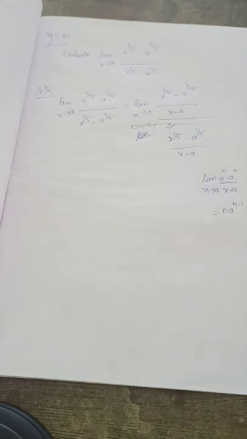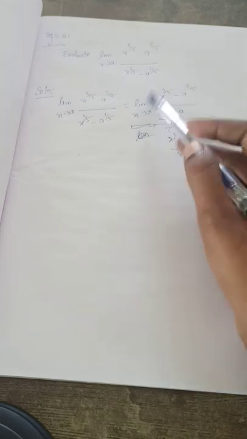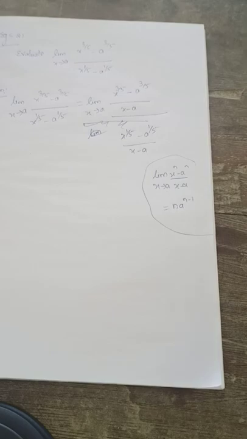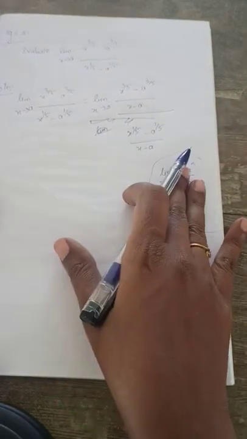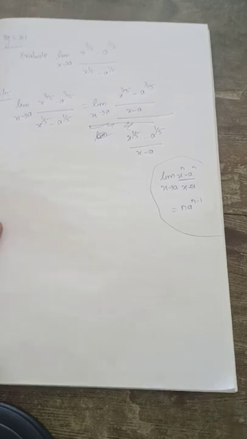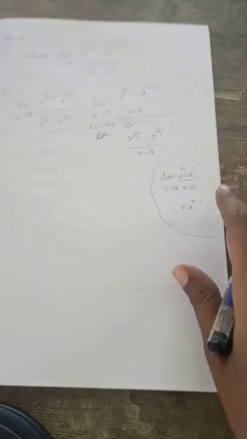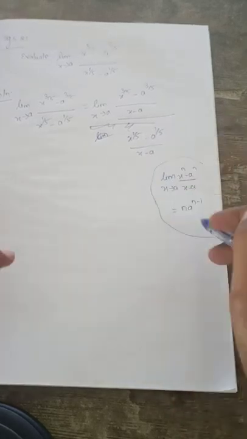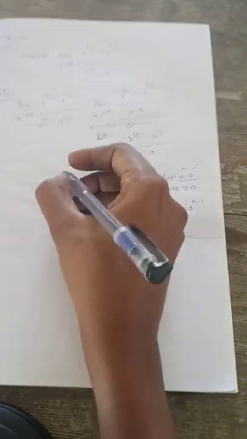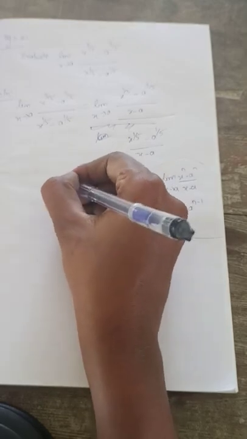If I divide both numerator and denominator by x minus a, what will happen? It is in this form, correct? Is it in this form, yes or no? Yes. So it is in this form, because of that I have changed it like this. Understand? Now you can use this formula, n a power n minus 1. So what is n here? 3 by 5, a power n minus 1.